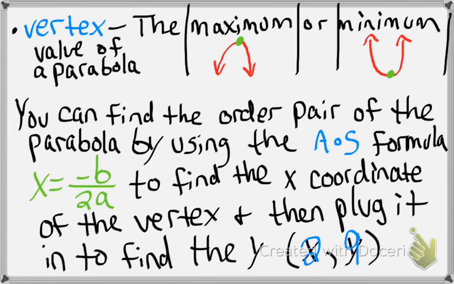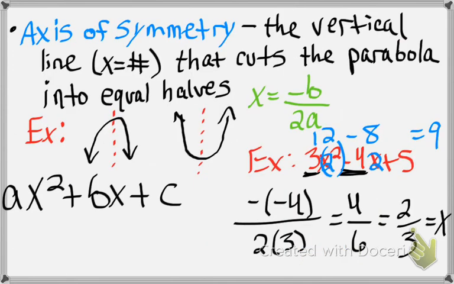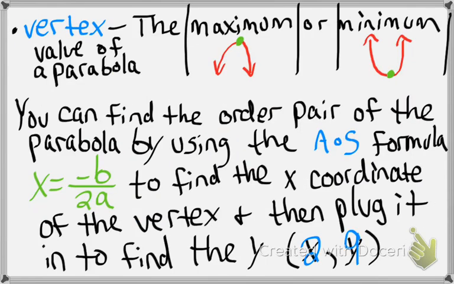Our ordered pair of our vertex of our parabola is (2, 9). So let's recap that real fast in case that got confusing. Axis of symmetry is how to find the vertical line that runs down the middle of your parabola. Your vertex is in the middle of the parabola, so it will always be on your axis of symmetry.